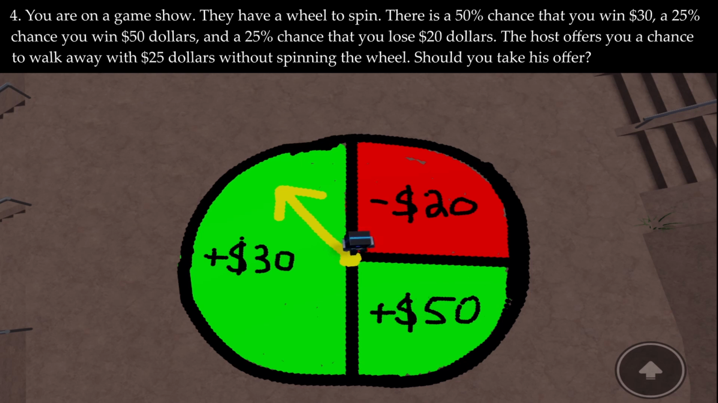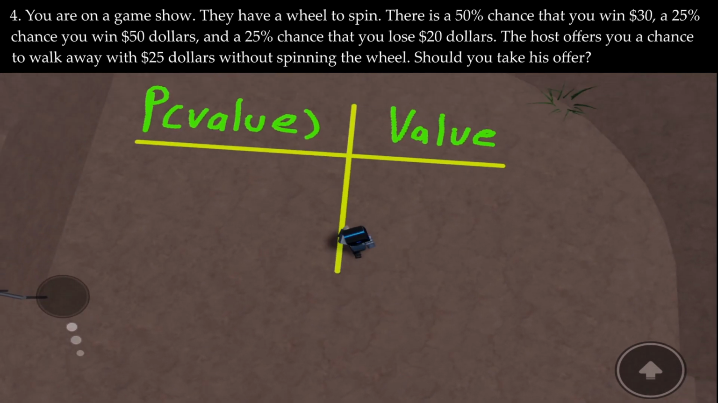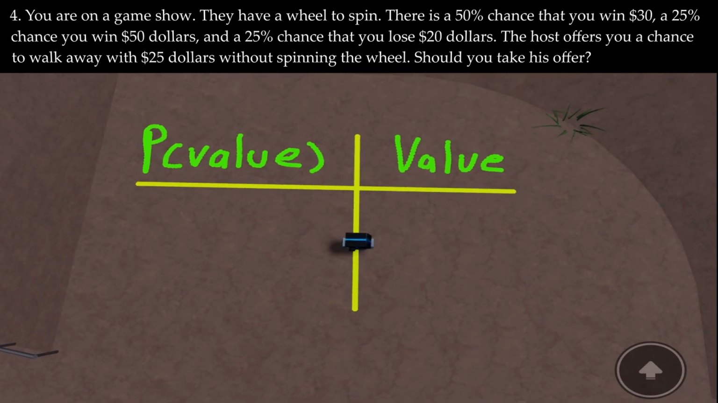So to see if we should spin the wheel or take his $25 offer, we need to compute the expected value for this wheel, or just find out on average how much money we would win if we spun this wheel. So I've drawn the wheel here, and you see that $30, that's a 50% chance, minus $20, that's a 25% chance, and plus $50, that's a 25% chance. So now let's go up to the table up here and fill in these values one by one.